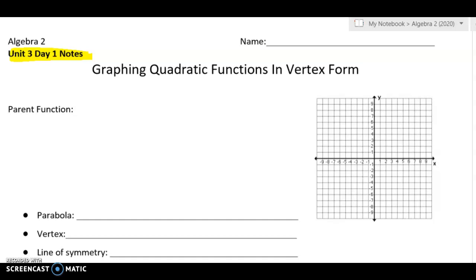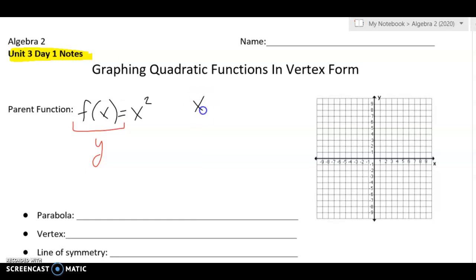We're going to start with the parent function. The parent function is the most basic function, meaning that there are no transformations, nothing is shifting on this graph. So we're going to start with f of x is equal to x squared. And just a little side note, remember f of x is the same thing as y. So don't let that confuse you. Okay, let's go ahead and figure out what this parent function graph looks like.